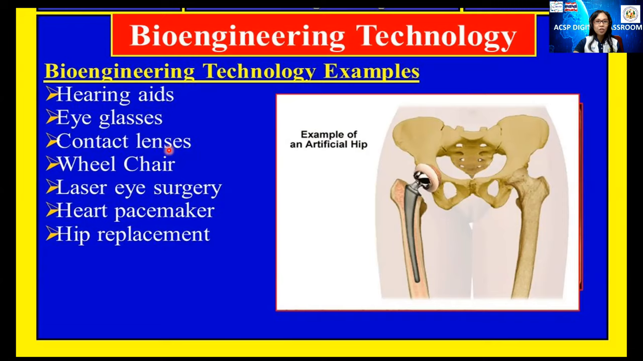That is bioengineering. Hip replacement, like this. If your bone is broken, it can be replaced by a metal made from titanium. And that is what you call artificial hip. And that is an example of bioengineering technology. Okay, let's go to biotechnology.